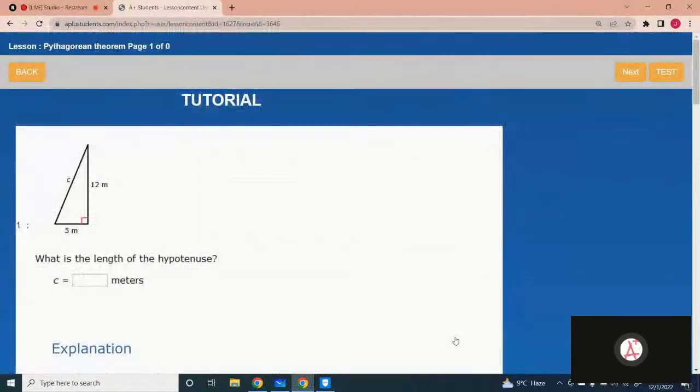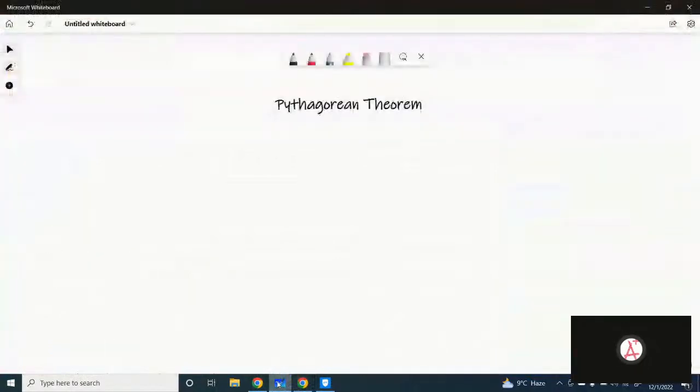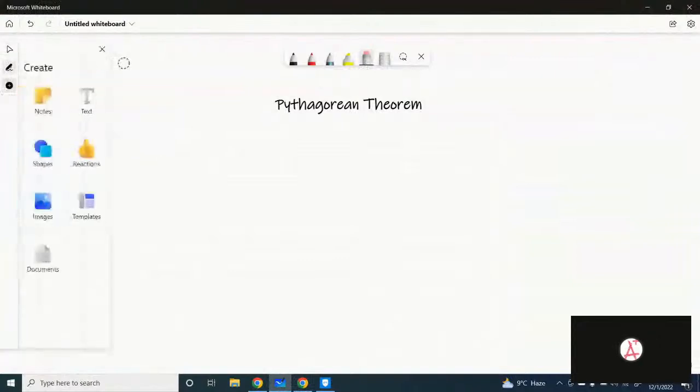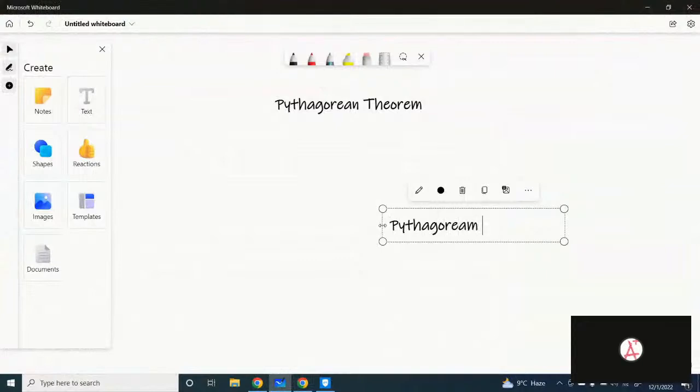First of all, we have to understand what the Pythagorean theorem actually is. The Pythagorean theorem always holds for a right angle triangle. Let me write it down. You can note down: the Pythagorean theorem always works with a right angle triangle.